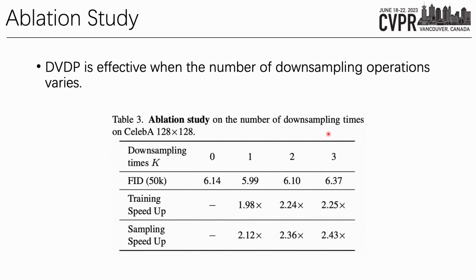Finally, we show that DVDP is effective when the number of downsampling operations varies. We use the same noise schedule for these four different settings. The results indicate that DVDP can vary dimensionality for multiple times.